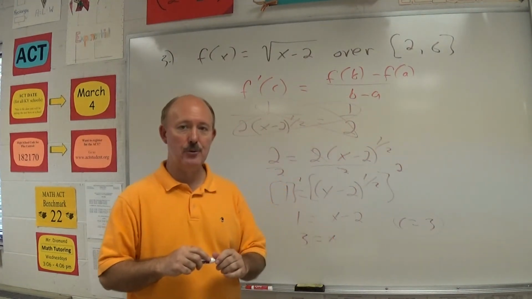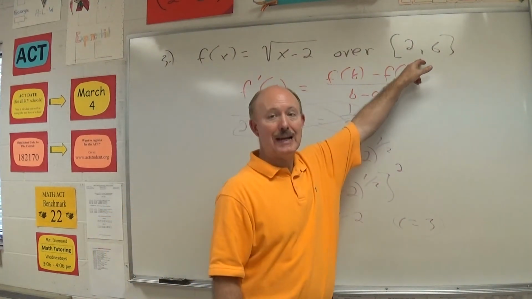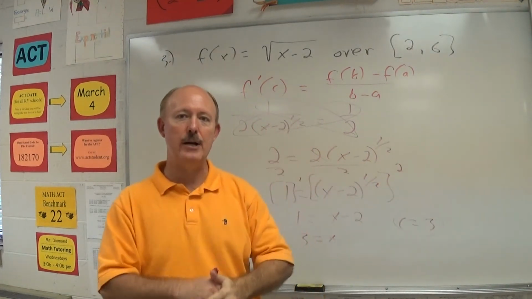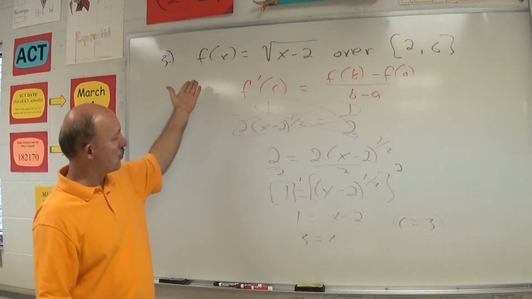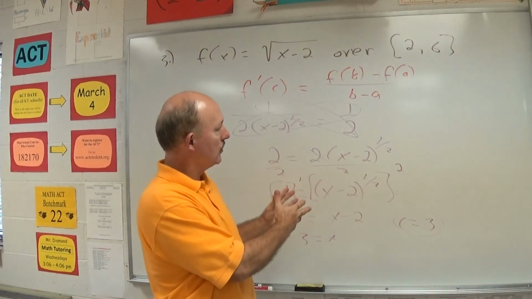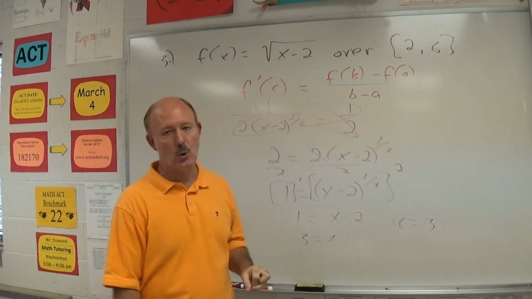Now one last thing I've got to double check. Make sure that x value, or that c value, is within your interval. So the interval is from 2 to 6. 3 is inside our interval, so we're good. This is just another little radical example of using the mean value theorem to determine where the slope of your tangent line is going to equal the slope of your chord on your graph.